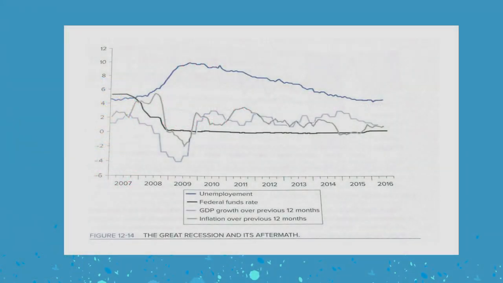So this figure shows what happened in the initial recession date, and how the economy got much worse. As you can see, in 2008 inflation was gradually falling and remained low.